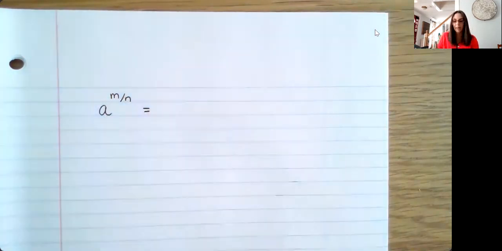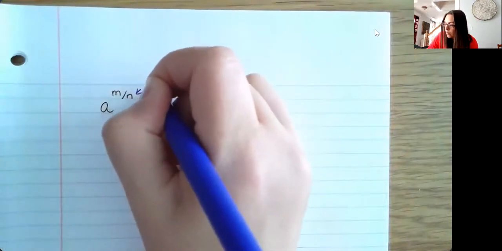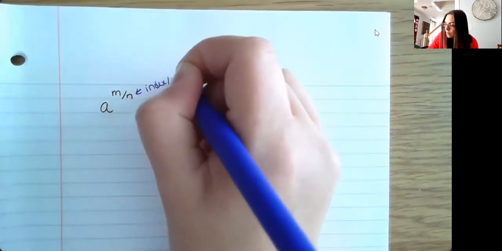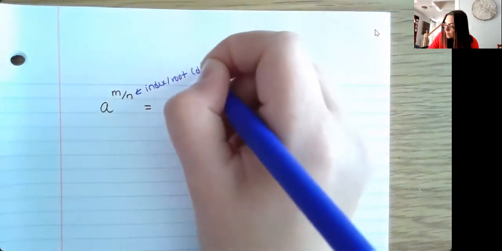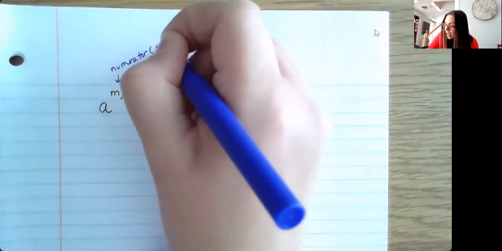Now, sometimes we don't just have a rational exponent that has a 1 in the numerator. So what do we do then? So for instance, let's say we have a to the m over n. Well, what happens in this case is your denominator there is still going to end up working with the index of your root. And your numerator sort of works as a regular exponent.